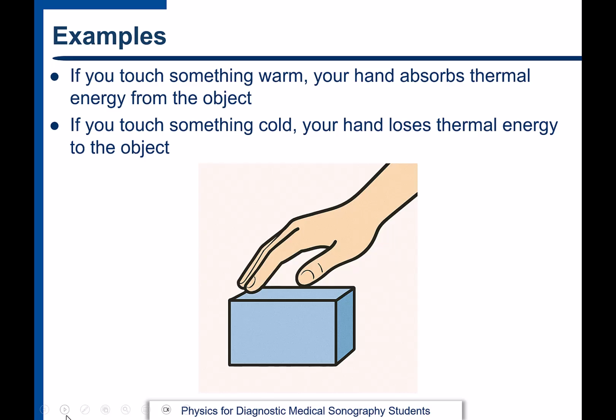So just some examples of experiencing that transfer of thermal energy. If you touch something that feels warm, you can feel your hand absorbing that thermal energy. Or if you touch something that's cool, you can feel your hand is losing thermal energy to that object. Well, that's what we mean by heat. So either heat is going into your hand or heat is leaving your hand.